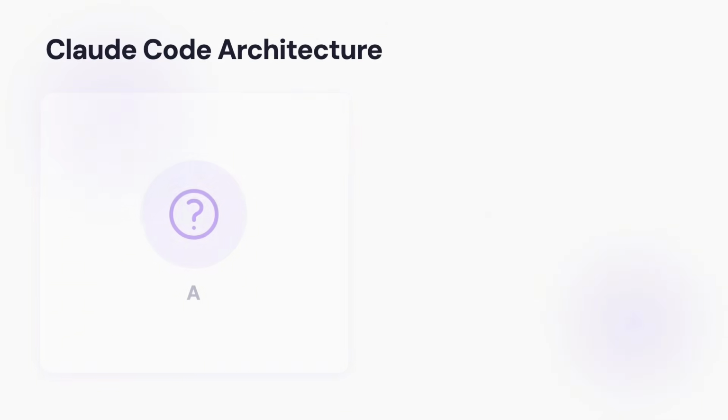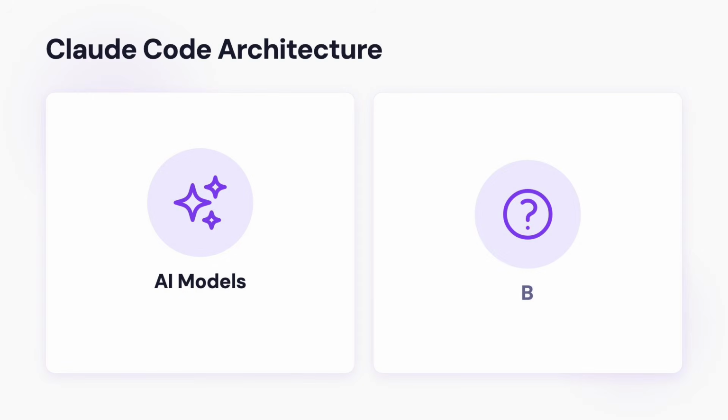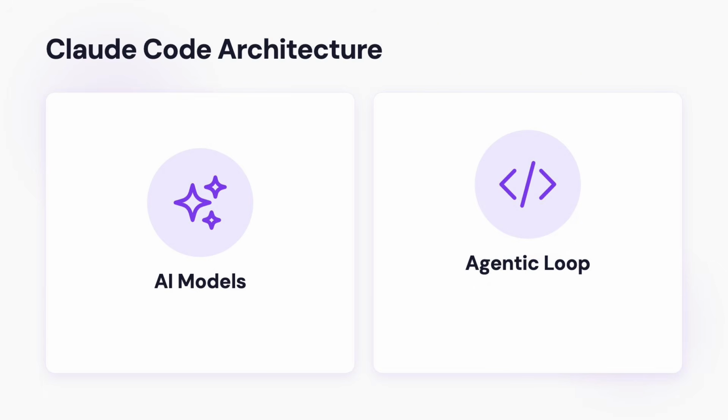So first, we need to go through Claude Code and what it actually is, the 2 components that make it up, and what makes it so powerful. So there are 2 main components to the Claude Code experience. First, we have the AI models like Opus 4.6, Sonnet 4.6, Haiku, other models like this. This is one side. But then we have the other side, which people know less about, which is sometimes called the agentic loop or the harness.